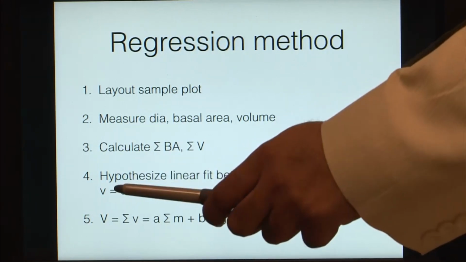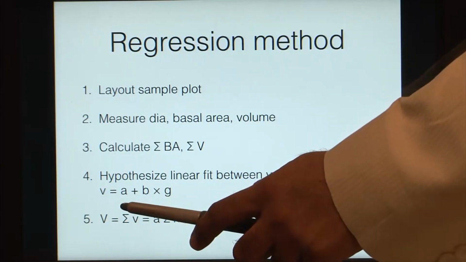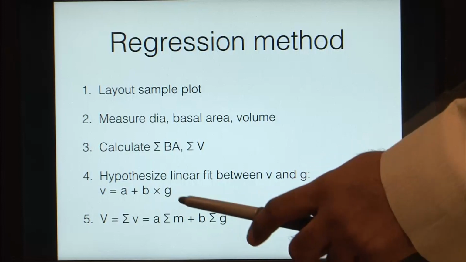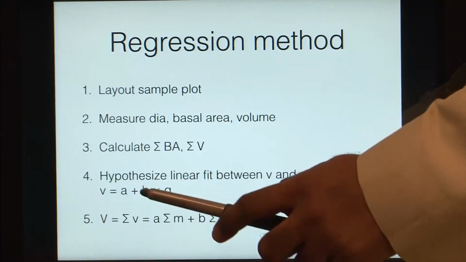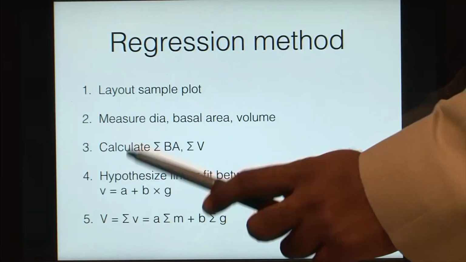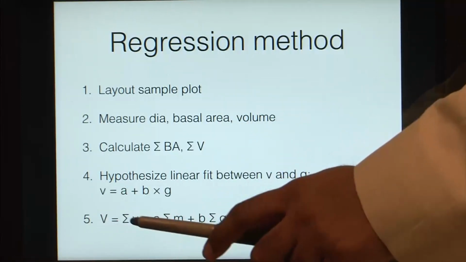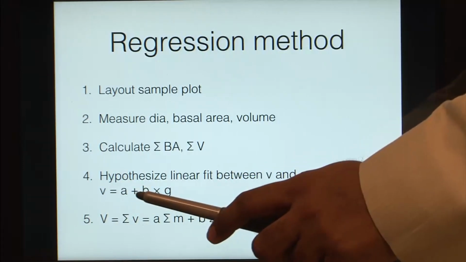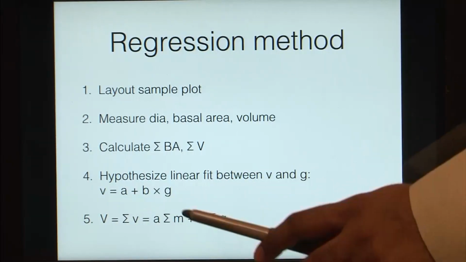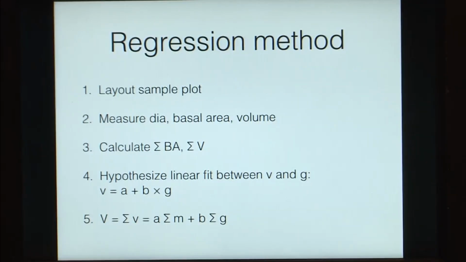So, here we make this linear equation: volume is equal to A, which is a constant, plus B, which is another constant, multiplied by the basal area. Now, B will be approximately equal to the form height and A will be another constant here. Once we have this equation, we can use it to compute the total volume of the stand by multiplying A with the total number of trees and multiplying B with the sum of the basal areas of all the trees that are out there in the stand. So, how do we do that?